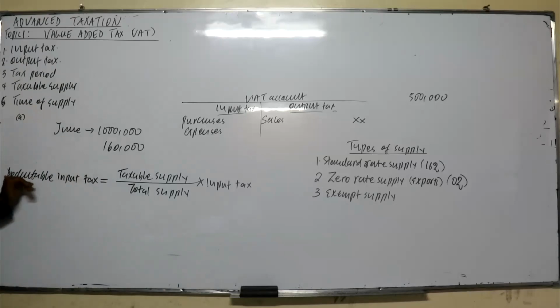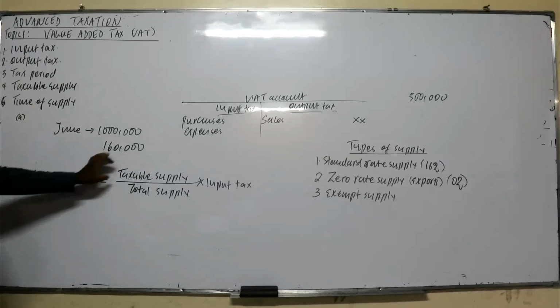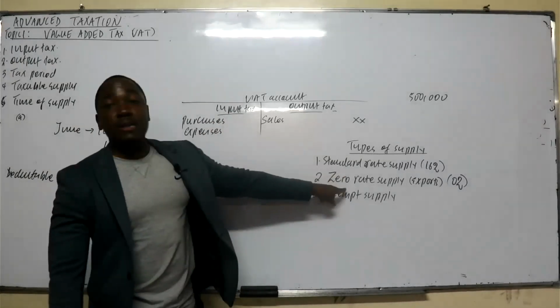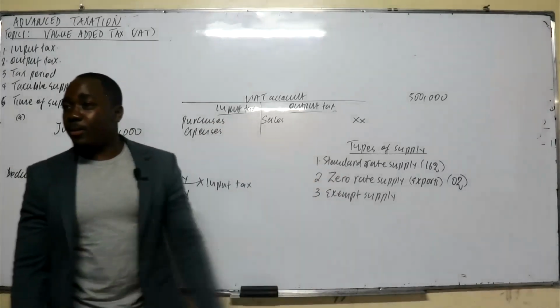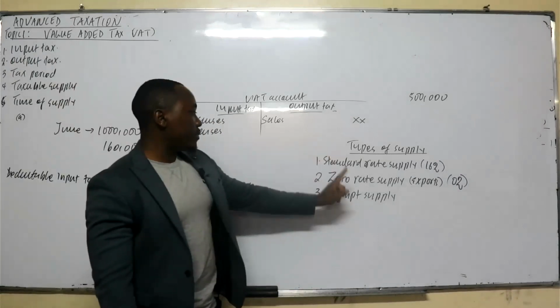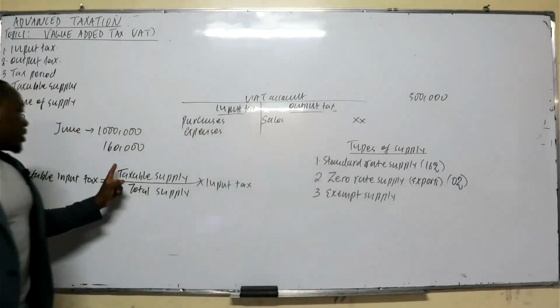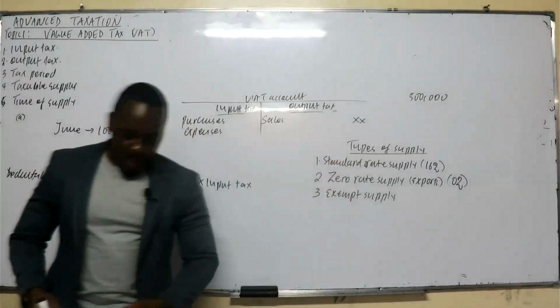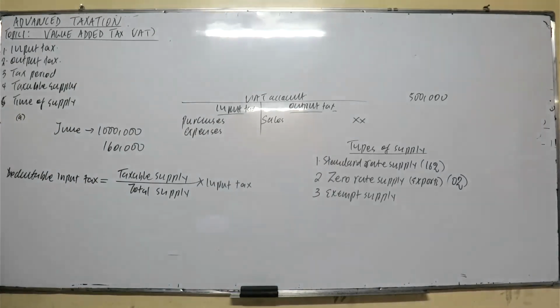This is how you get the proportion. To get the deductible input tax, you take the taxable supply. Now, the taxable supply is standard rate and zero rate. Even zero rate is taxable at the rate of 0%. So you take the standard rate plus zero rate supply, that's what you call the taxable supply, and then you divide by the total, inclusive of the exempt supply. Good. NB.